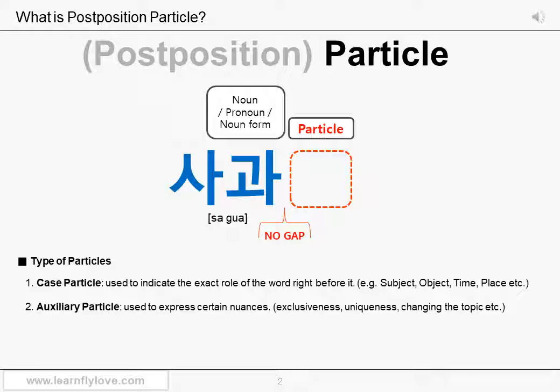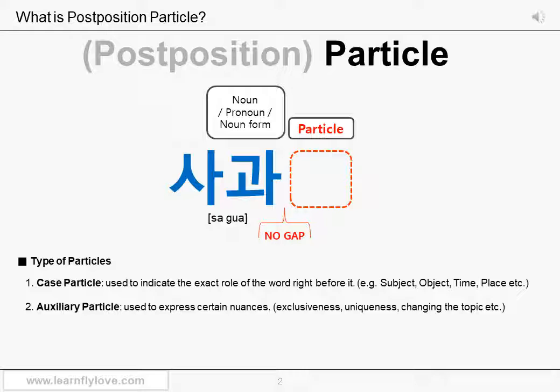Case particles are used to indicate the exact role of the word right before the particle. A role here means things like subject, object, time, place, etc. Auxiliary particles are used to express certain nuances such as exclusiveness, uniqueness, changing the topic, etc. No worries, you'll learn them one by one.